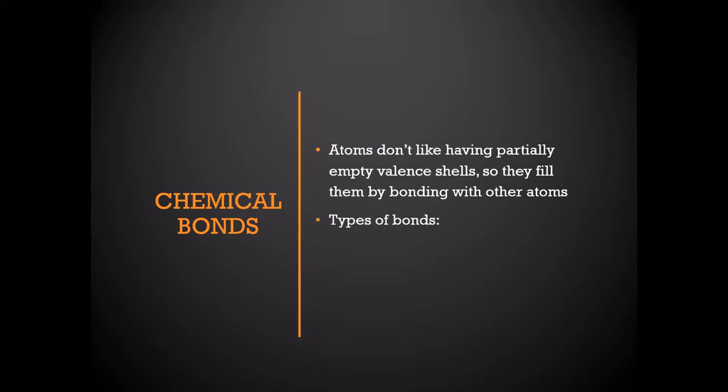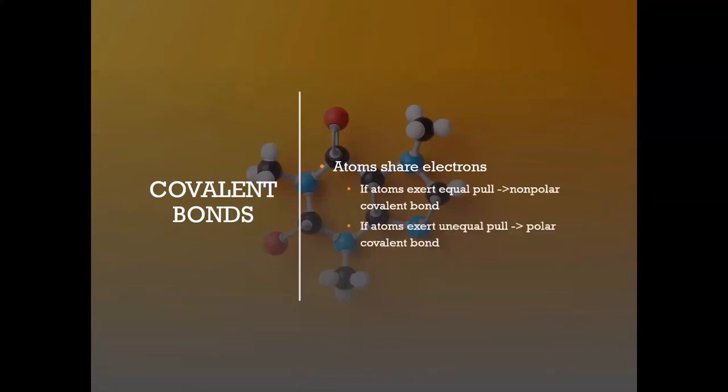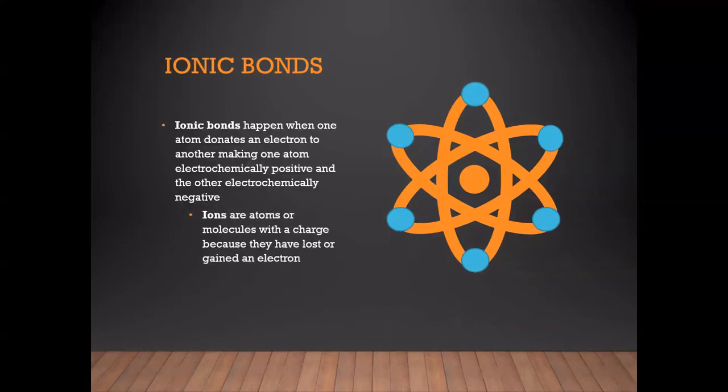There are three types of bonds: covalent, ionic, and hydrogen. Covalent bonds happen when atoms share electrons. If atoms exert equal pull, you have a nonpolar covalent bond. If atoms exert unequal pull, you have a polar covalent bond, where one side of the compound will have a slight positive charge and the other side will have a slight negative. Ionic bonds happen when one atom donates an electron to another, making one atom electrochemically positive and the other electrochemically negative. Ions are atoms or molecules with a charge because they have lost or gained an electron.